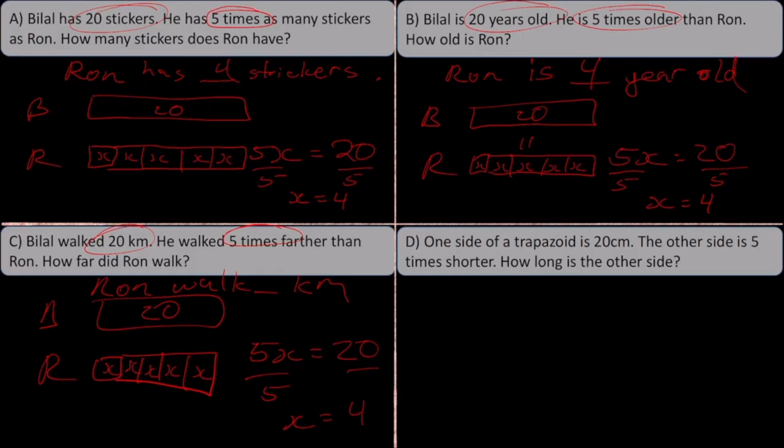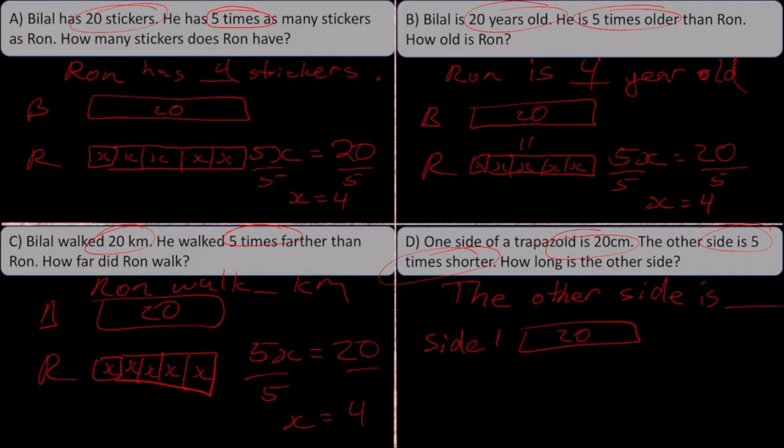One side of a trapezoid is 20 centimeters. The other side is 5 times shorter. So how long is the other side? Side 1 is 20 centimeters. Side 2 is 5 times shorter. So to set them to the same length, again, exactly the same process.